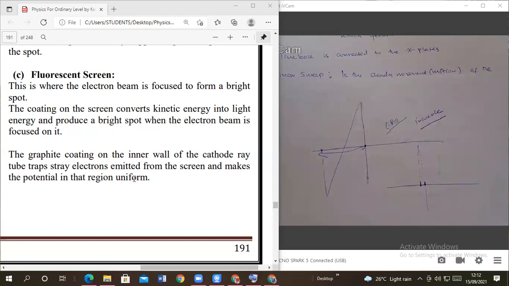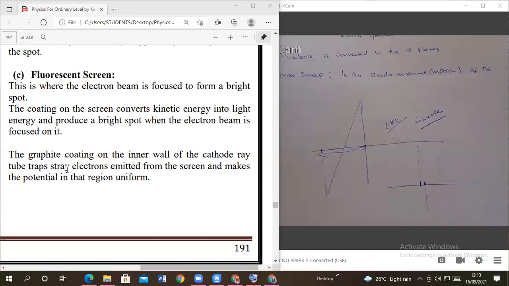The reason is that we don't want electrons being scattered all inside the tube. Last time we were looking at reflection of light, and you looked at a pinhole camera and said that it is blackened inside to prevent multiple reflections within that camera. So even here, the CRO is coated with graphite in order to prevent stray electrons which may keep on bouncing from one surface of the inside wall of the tube to another. So graphite will absorb all those stray electrons.